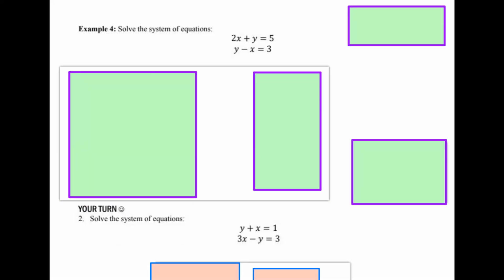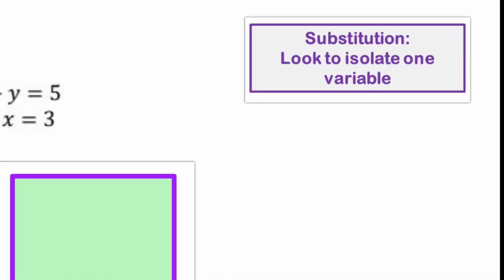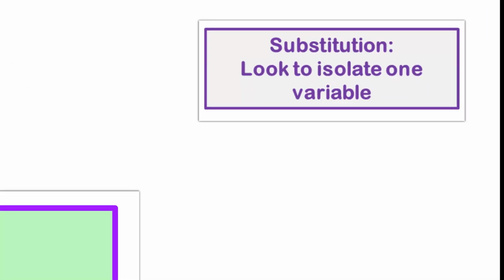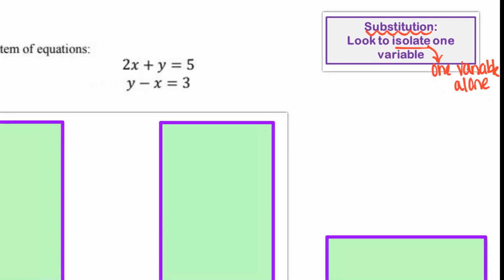Our next option for solving systems algebraically, which comes from Algebra 1, is by substitution. With substitution, you're going to look to isolate one of the variables. When we isolate it, we want to get one variable by itself. That can be the x or the y, and then substitute appropriately into the next equation.